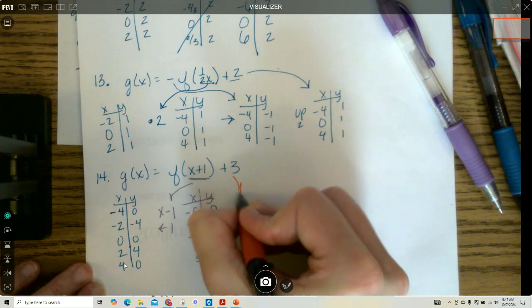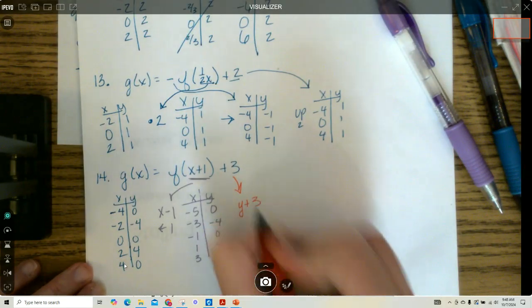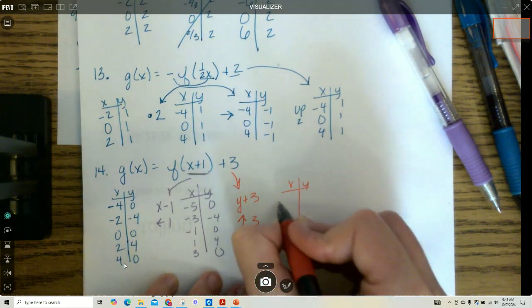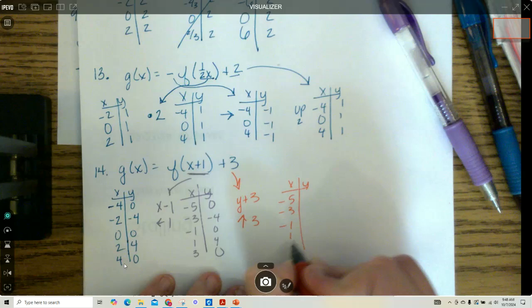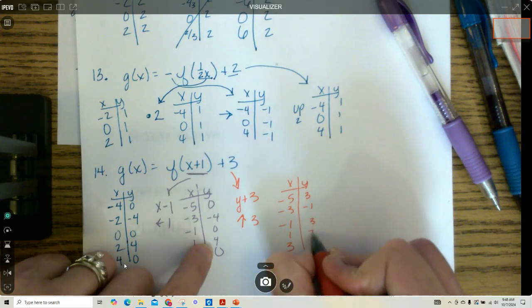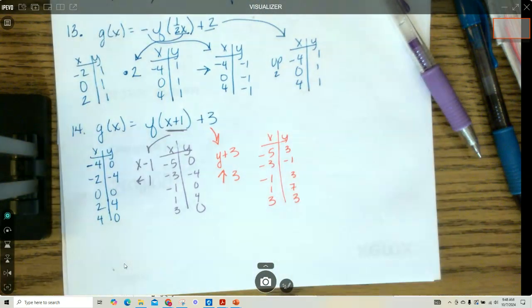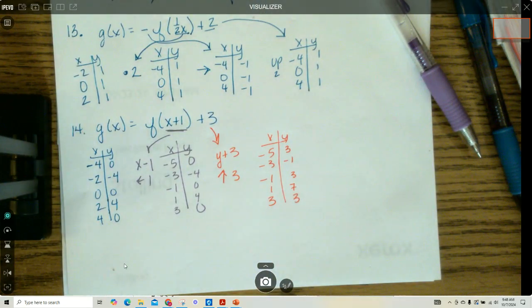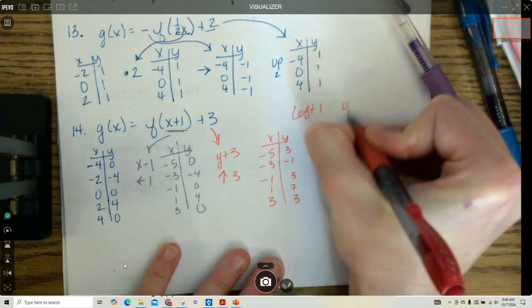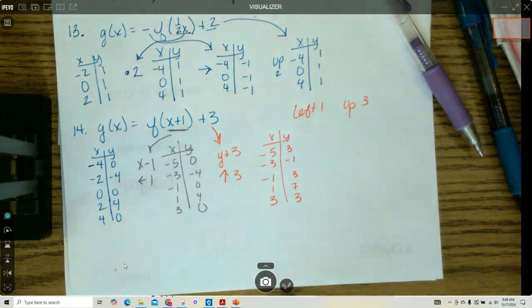Then this piece, the plus 3, means we would take the y and we would add 3 because we're going up 3. So now all the x's stay the same, but we add 3 to each of these. 3, 7, 3. So those should be your new points on your new graph. But the key is that this thing should go left 1, up 3. The whole graph should shift left 1, up 3.